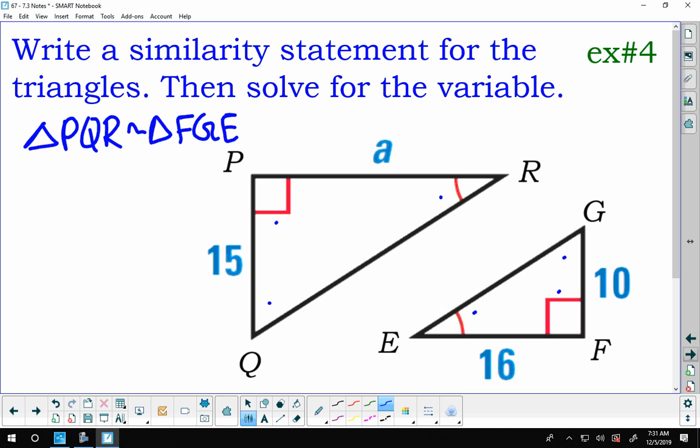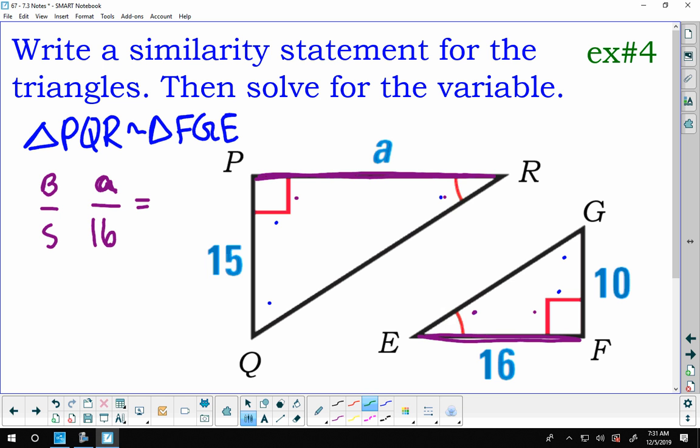Then solve for the variable. Because my triangles are similar, we know that corresponding side lengths are proportional. So we can set up a proportion. A in the big triangle corresponds to, well, let's see, we went 1 mark to 90. So 1 mark to 90 in the small is 16. And now we have to do big over small again.